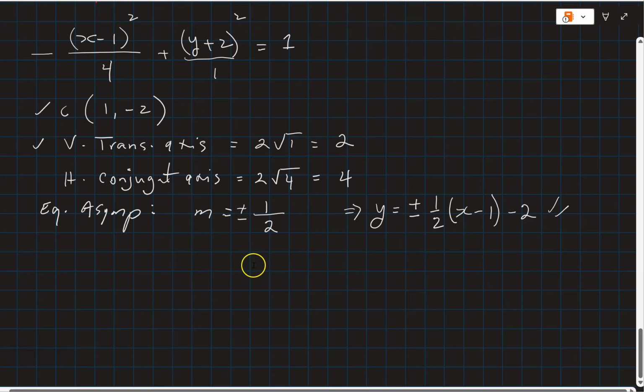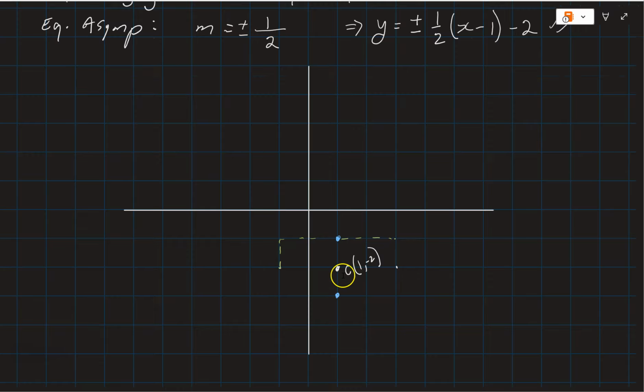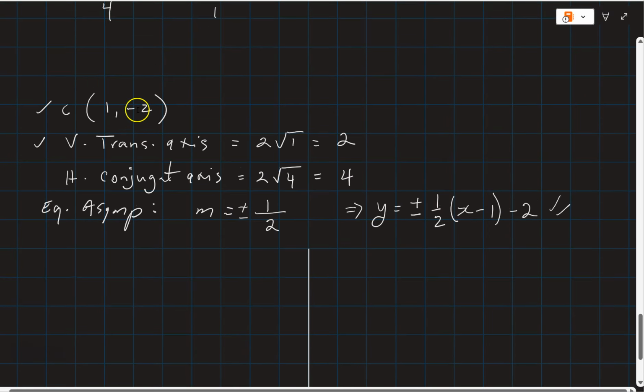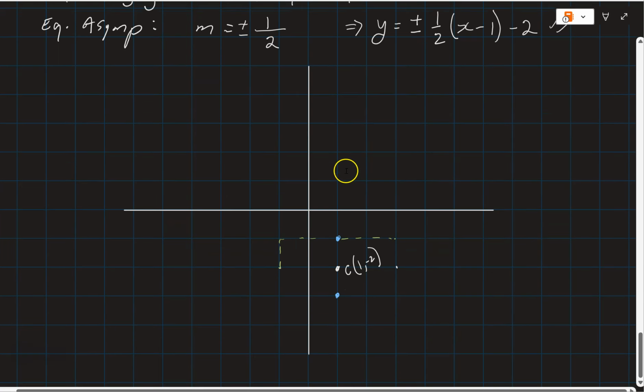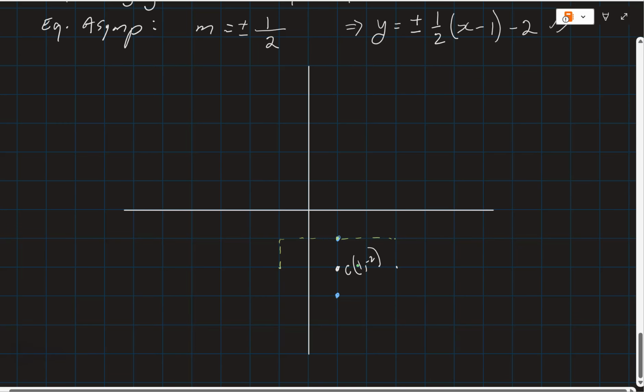Okay, we can go ahead and graph what it looks like. Plot the center at 1, -2. And that's what we got, center here. Now we're going to do the vertical transverse axis. The length was 2, but you go from the center up 1 and then down 1. So that would be the 2 vertices. Okay, so that's 1 in here, 1 down there.